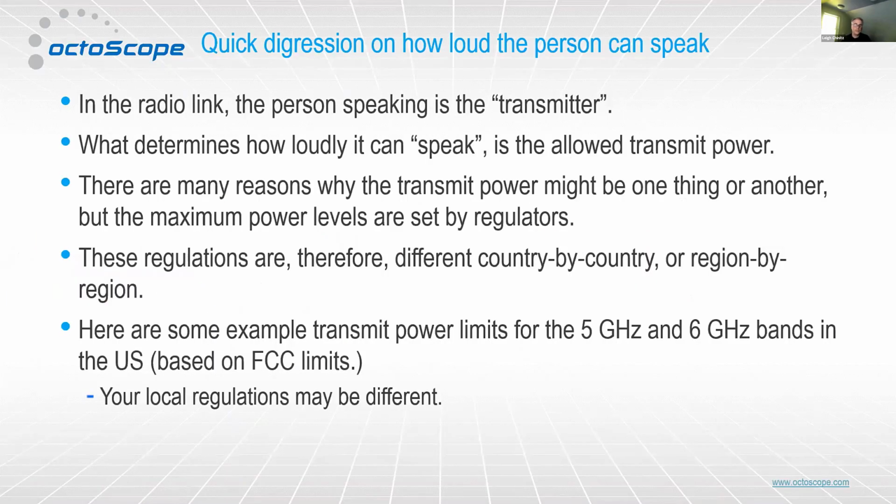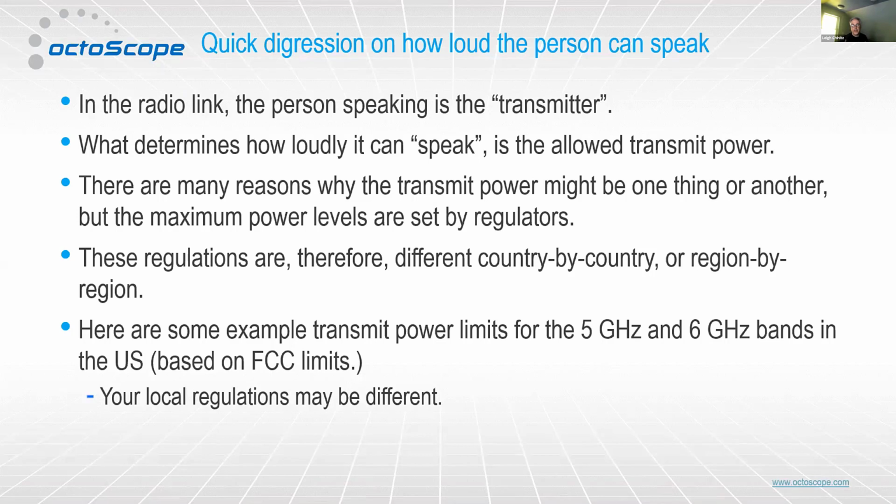Okay, so in that previous slide, I talked about that person speaking, and you can see that person was shouting in the picture I showed, to represent a person speaking as loud as he possibly can. So let's translate that into wireless. In radio, the person speaking is the transmitter, and the degree to which that person can speak loudly is what's known as the allowed transmit power. There are a lot of reasons why the transmit power might be one thing or another. A certain kind of wireless link might demand high power, and another kind might not. The decision may be based on the actual service that you're trying to provide.